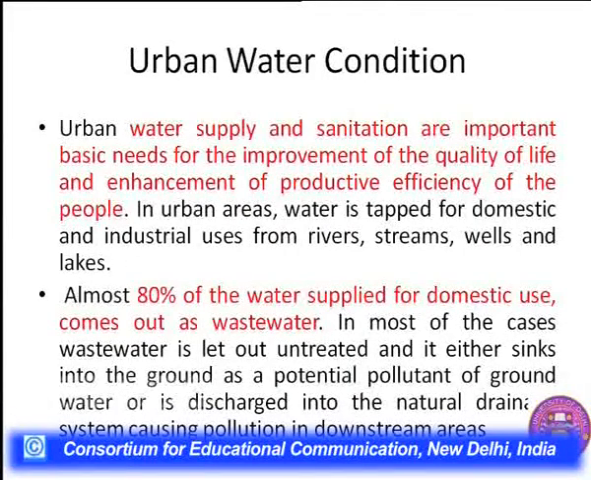Urban water supply, if you think about it this way, first, water supply and sanitation are important. Now, if there is a demographic or population increase, the demand for drinking water also increases. Once the demand for drinking water increases, it influences the depletion of different natural potable water resources. Then from there, 80% of the water will come out as domestic use or as wastewater.